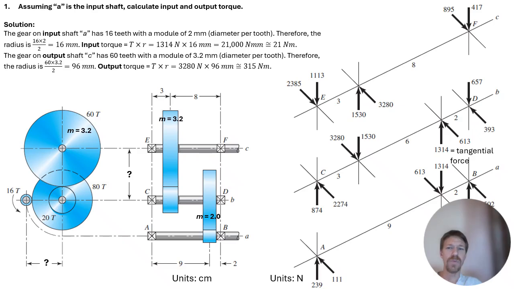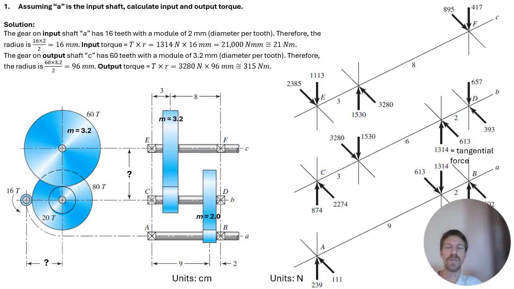And so the input torque is 1314. If you look over at the load diagram, you see that 1314 is the tangential force. I even annotated that as tangential force. 1314 times that 16 millimeter radius gives you 21,000 Newton millimeters, so that's 21 Newton meters.